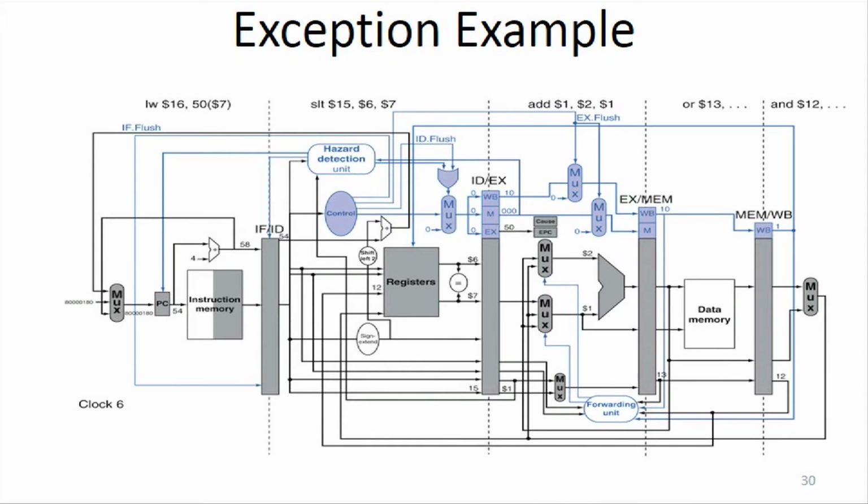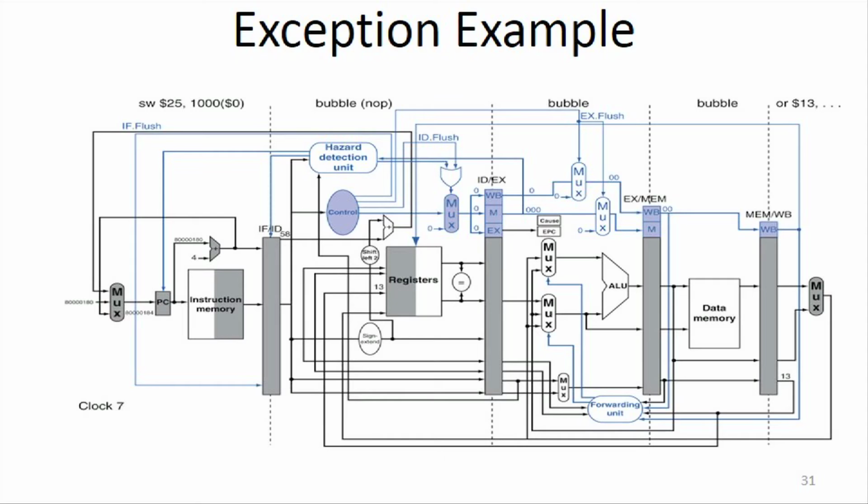So the add instruction causes an exception. As soon as that exception is identified, the cause register is loaded with the cause of the exception. The EPC, or the exception program counter, is loaded with the address of the offending instruction, and then the flush options get activated. If you look at the next clock cycle, you find that the instruction that was let into the pipeline before the add instruction does not have any problem, and is progressing as such.